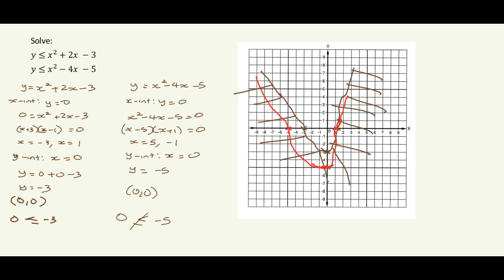So let's look at that to find the portions that satisfy both inequalities. So you can see right here, there's an overlap right about here. See, right there. That's where your overlap is. So that is the region that satisfies both inequalities.